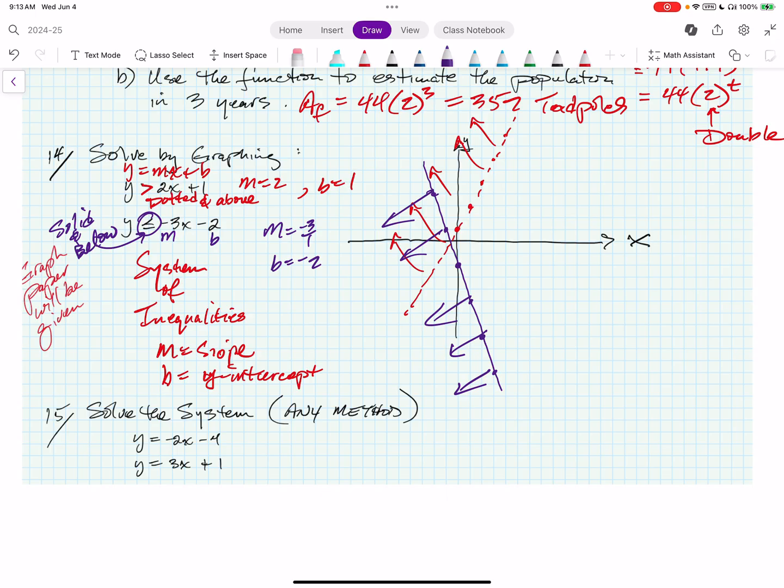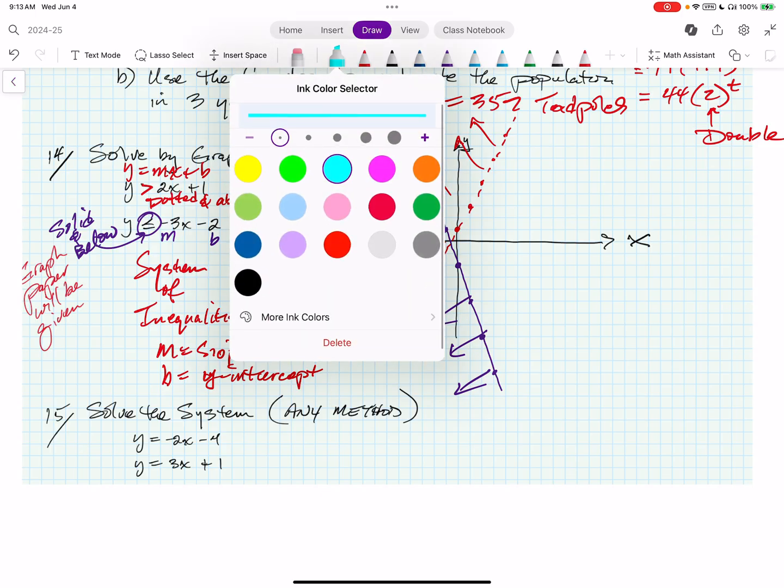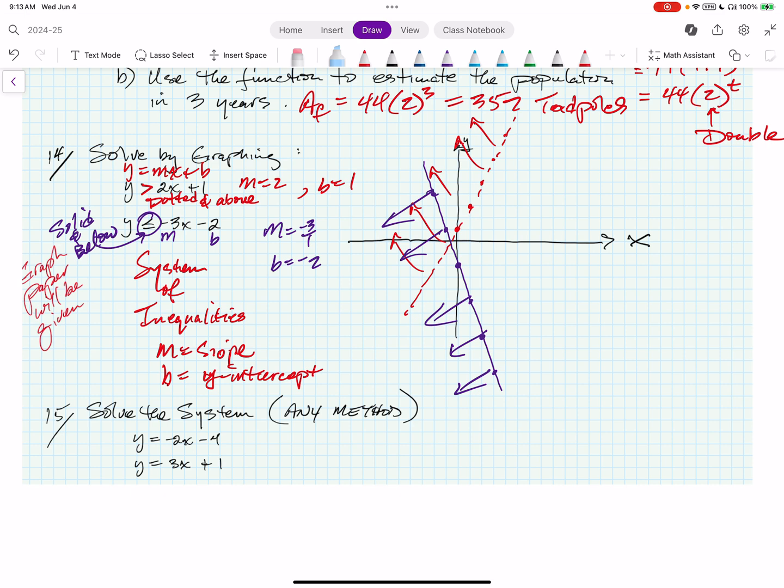So you find the intersection, so let's grab a color here. And the intersection is where they overlap, and they overlap through here. So this darker color. So look for the intersection. So this is called the solution region.